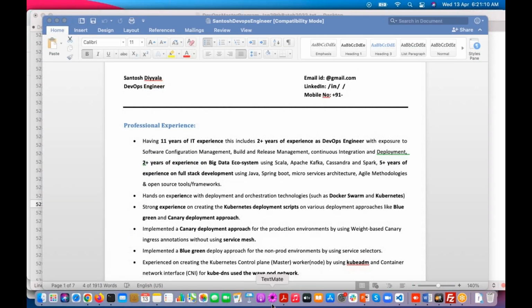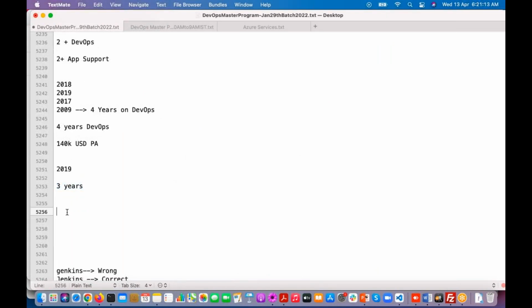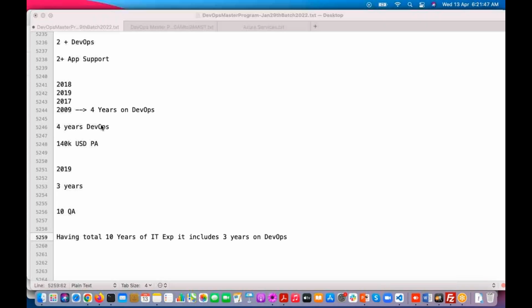Suppose you have 10 years of experience in QA. How can you prepare your resume heading? Having total 10 years of IT experience. It includes 3 years in DevOps. Like that you can prepare your resume heading.